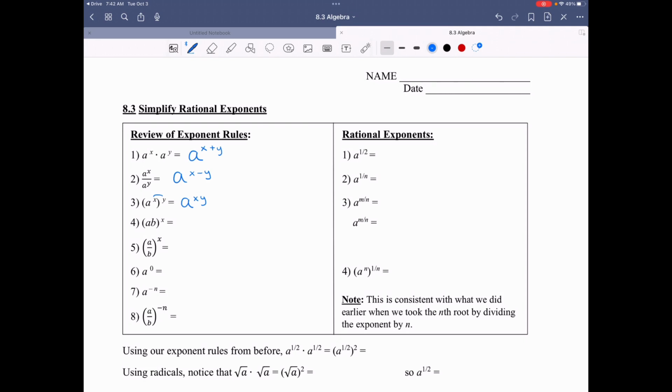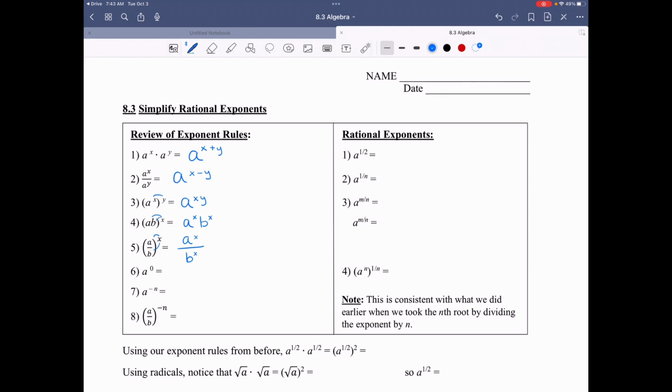And when we have a term that is being raised to a power, the power gets distributed to both parts, so a to the x and b to the x. I guess that was a product being raised to a power, and this is a quotient being raised to a power. The x gets distributed, so a to the x over b to the x.